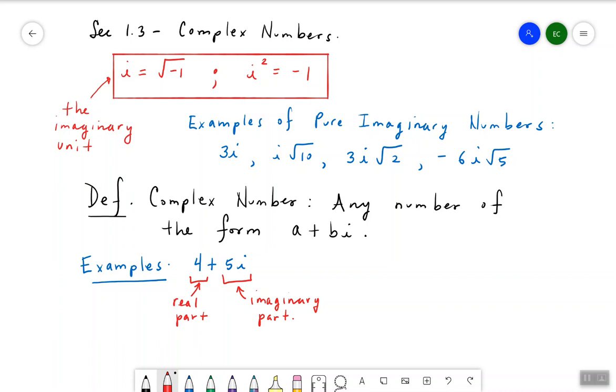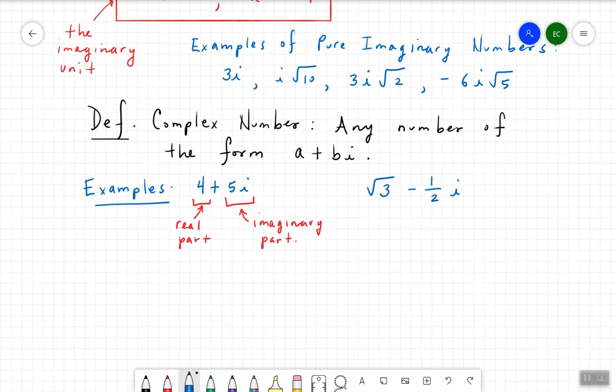You could just as well use square roots, like the square root of 3. You could just as well use a fraction. The numbers could be positive or negative. Sometimes when I'm teaching this class face-to-face, I ask, okay, what is the value of a in this complex number? And so you would say root 3. And what's the value of b? The value of b is -1/2. Yeah. And then let's have a couple more examples.